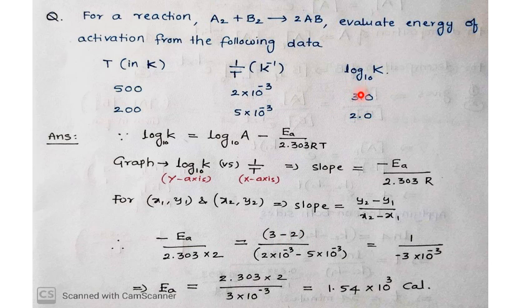Log k values. So y2 minus y1, 3 minus 2 by x2 minus x1. So which is taken as the x? 1 by T. So x2 minus x1. Okay. This is the procedure. You will get some value. After calculation, you will get EA equal to 1.54 into 10 power 3 calories. Okay, students. You can check after some time. Next.